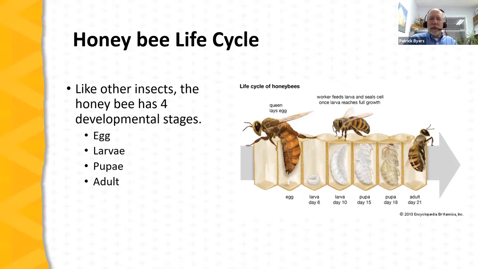And then the larva is in place until about day 15. At that point, it pupates, forms the pupa. And then about day 21 is when the pupa develops into the adult bee. So again, a very interesting life cycle, but not all that unusual compared to other insects.